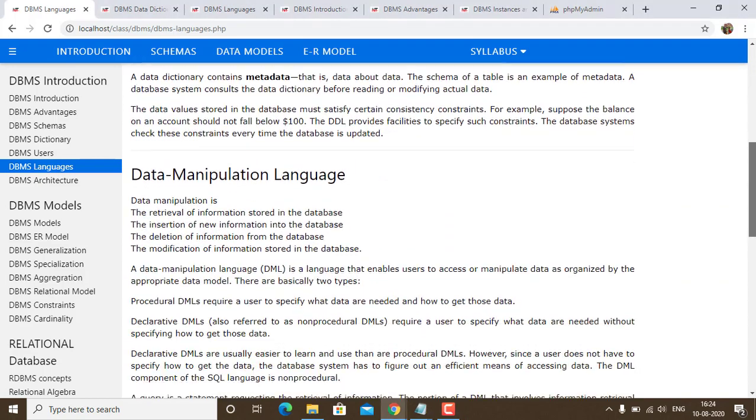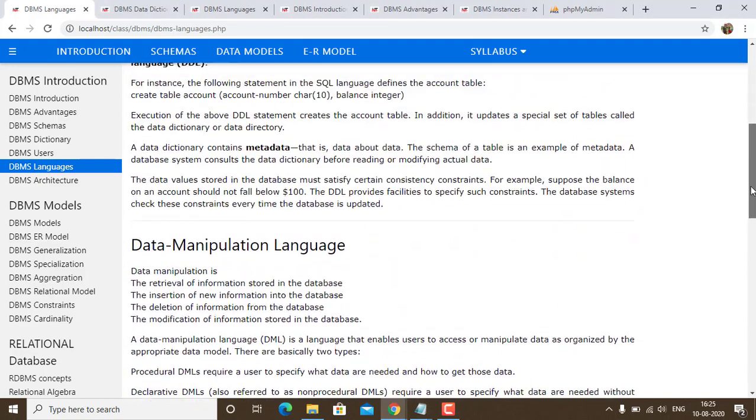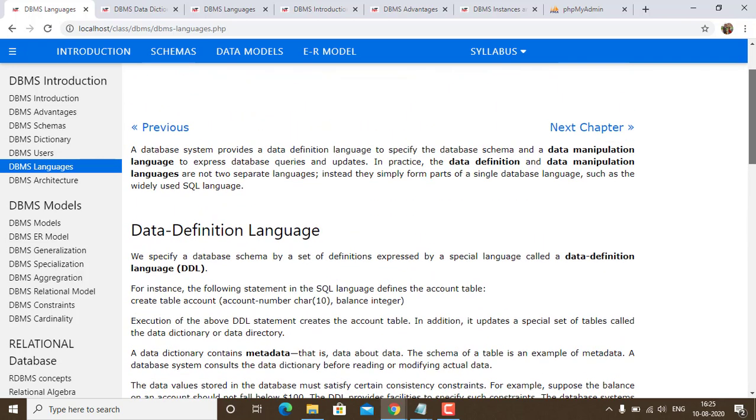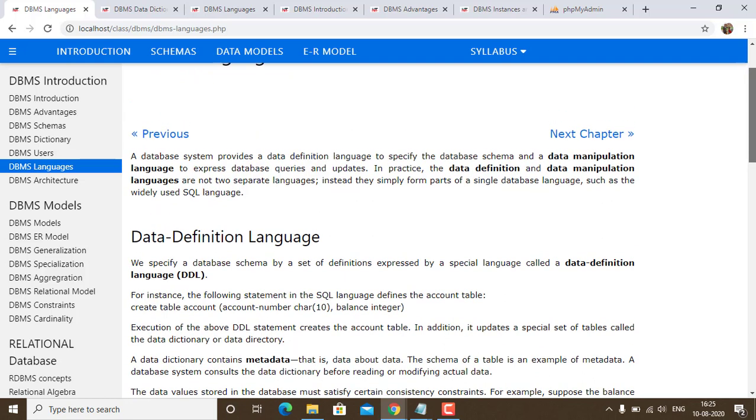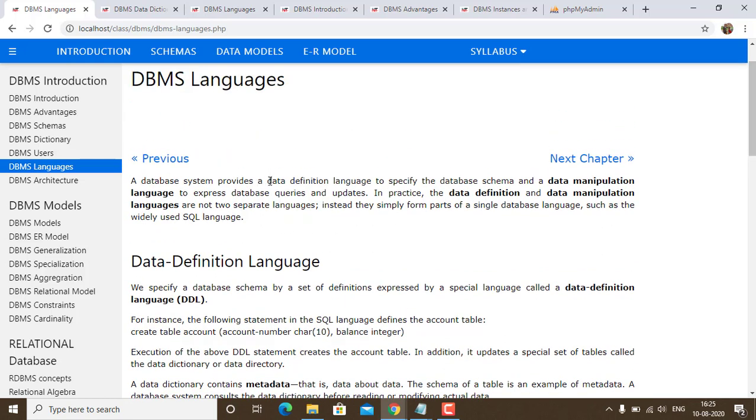Database languages are used to work with the database, and to manipulate it. A database system provides a data definition language to specify the database schema and a data manipulation language to express database queries and updates. In practice, data definition and data manipulation languages are not two separate languages. Instead, they simply form parts of a single database language, such as the widely used SQL language.